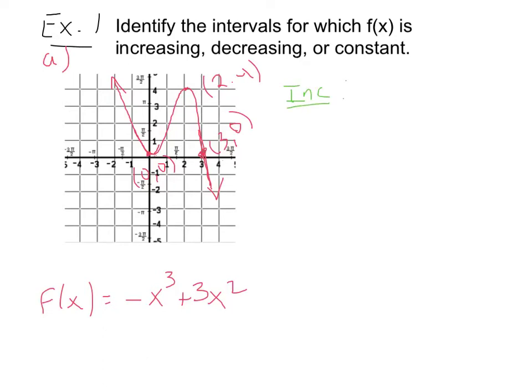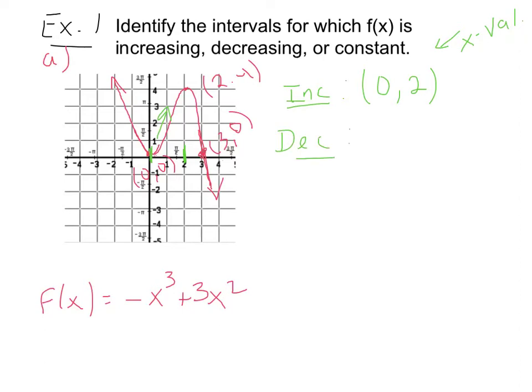So increasing. Where does the graph appear to be going in an upward direction? Well, from here to here, we can see that the graph is moving up. So, on the interval from 0 to 2 on the x-axis, as x's move from 0 to 2, the function values, the y values, are increasing. They're going up. The intervals are always going to be x values. We're considering over what x values is the function increasing, over what x values is the function decreasing, and so on.